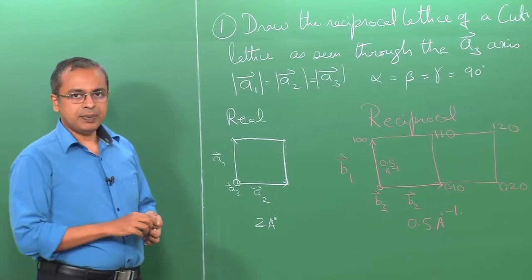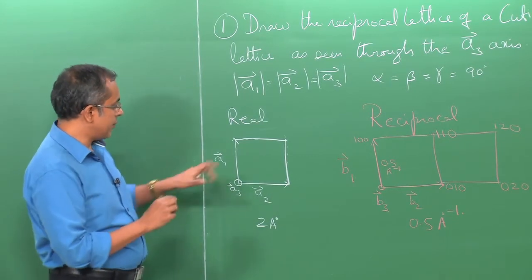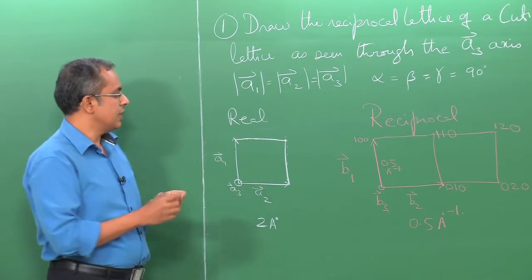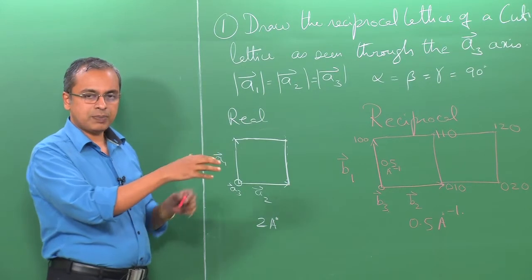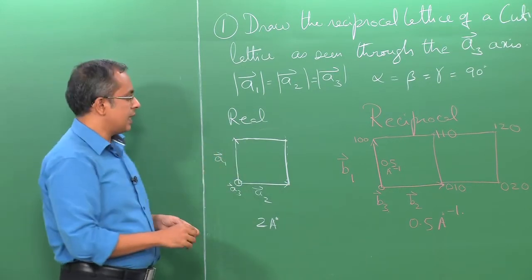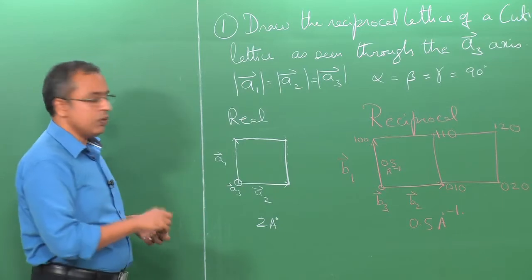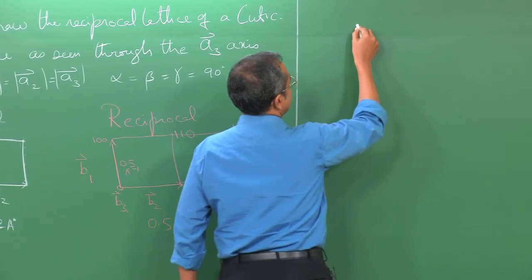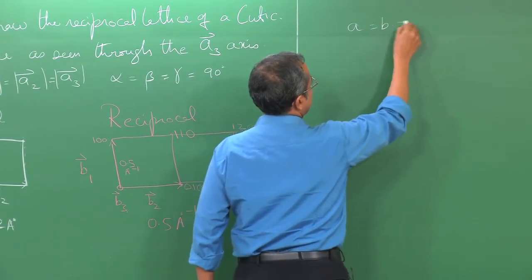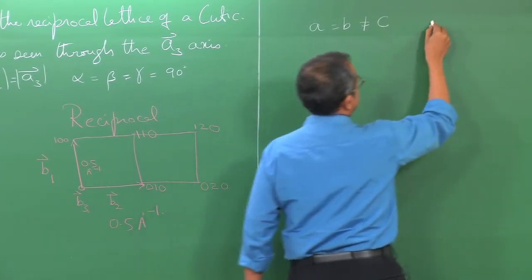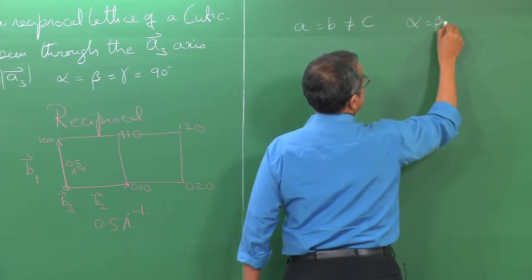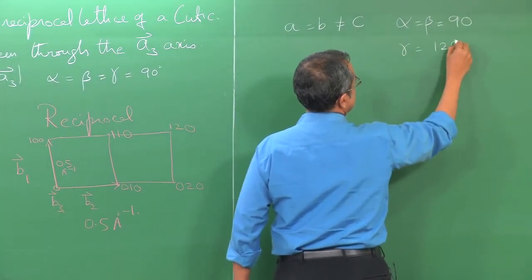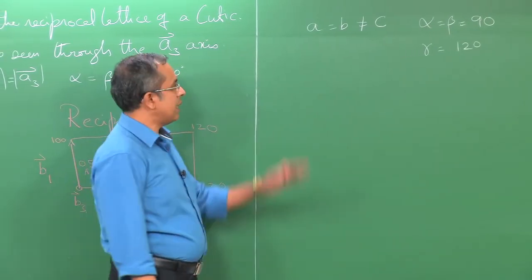We will do a similar example, similarly laid out, except that we will relax some conditions here. The earlier case was convenient because the axes were all perpendicular to each other. We will make it a little more difficult by relaxing the conditions on the lattice and then see what we get. We will now look at a hexagonal lattice. A hexagonal lattice has the following conditions: A equal to B not equal to C, and alpha equals beta equals 90 and gamma equals 120. This is the description we have for a hexagonal lattice.